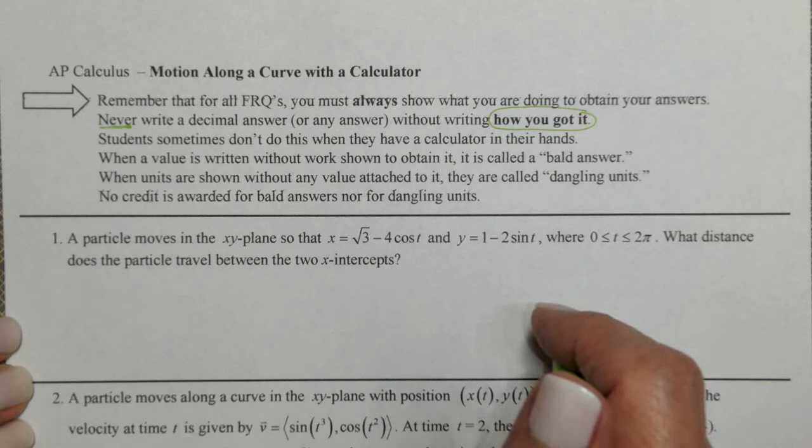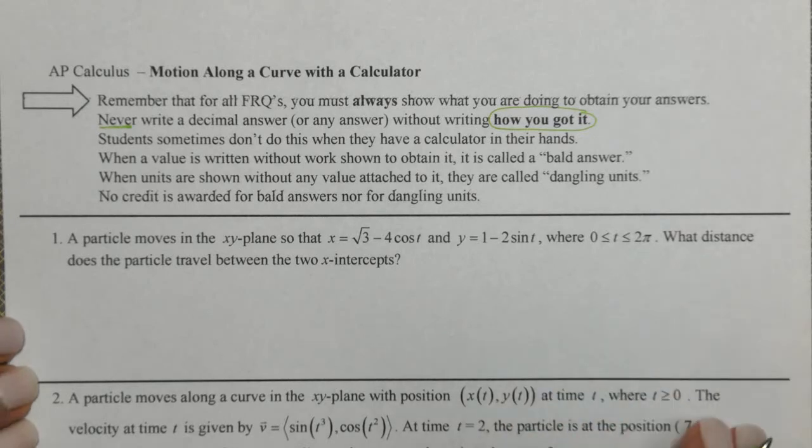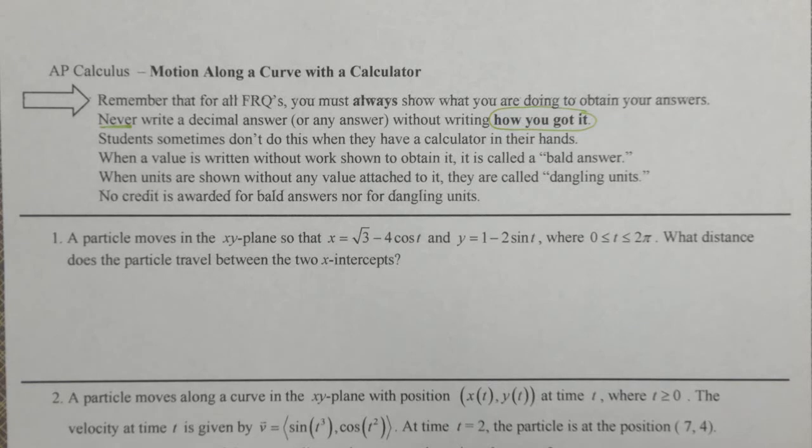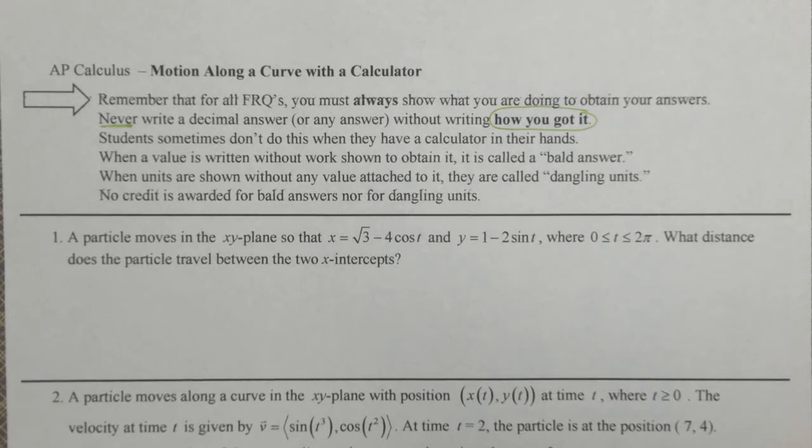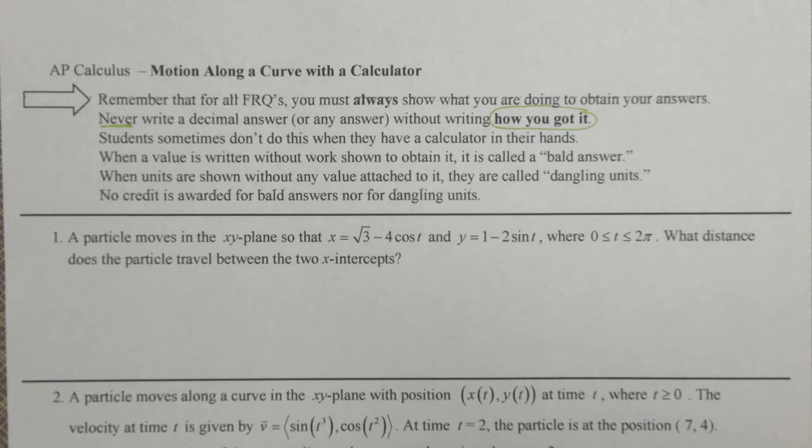When units are shown, some problems ask for units, and a student doesn't know how to do the problem, but they know the units, so they just write units. Those are called dangling units, and you won't get credit for that either. They have to be attached to something.